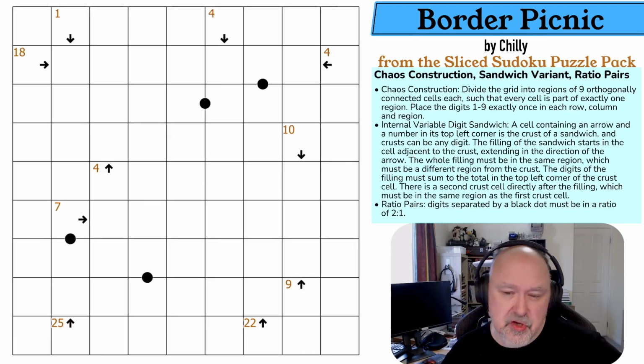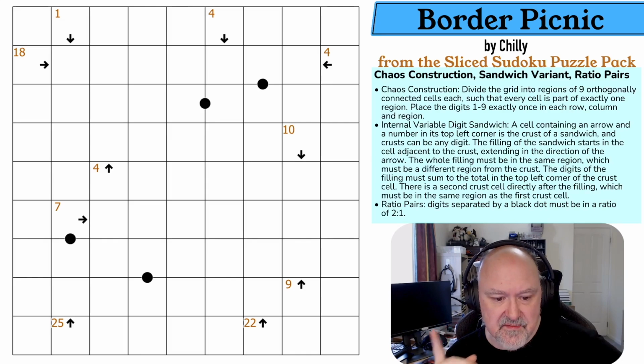That's actually not too bad, except for the fact that the crusts can be any digit. So I've restarted the puzzle to restart my timer. Let's give this a shot. So we do know, we'll draw in some region borders.